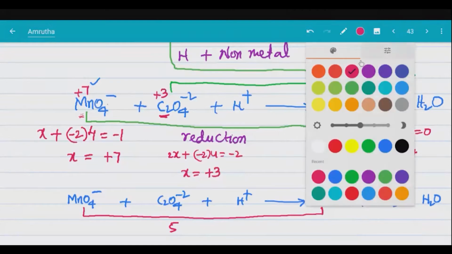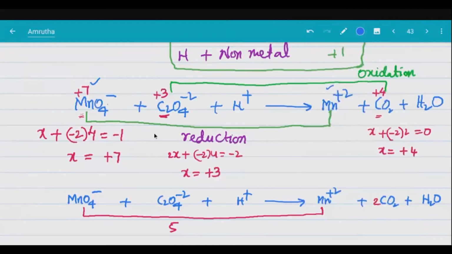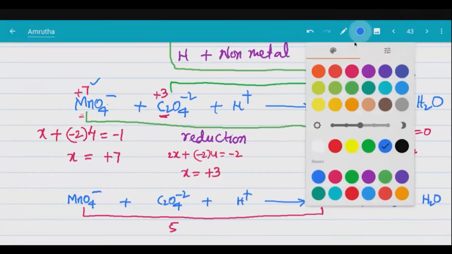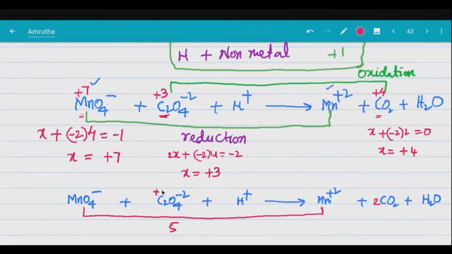Now look at the change. There are 2 carbons, so on each carbon plus 3, and each carbon plus 4 here. So look at the total electrons. Total charge is plus 6 here, total charge is plus 8. So how do we get the number of electrons here? 2 into plus 4 minus 2 into plus 3.